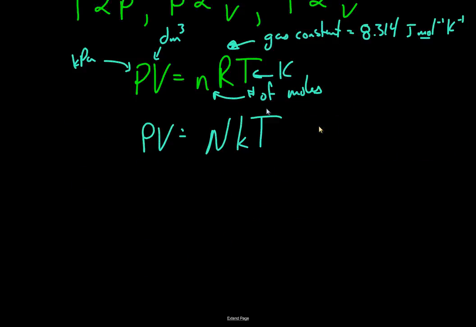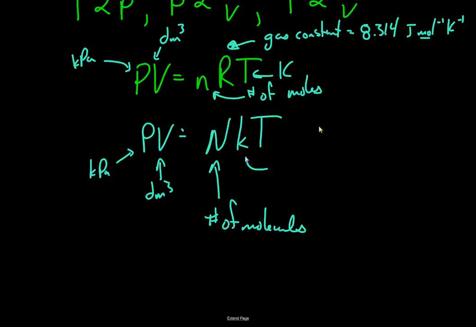This is another version of this relationship. This is pressure in kPa. This is volume, again, in cubic decimeters. This is the number of molecules. This is something called the Boltzmann constant. And this is Kelvin temperature.